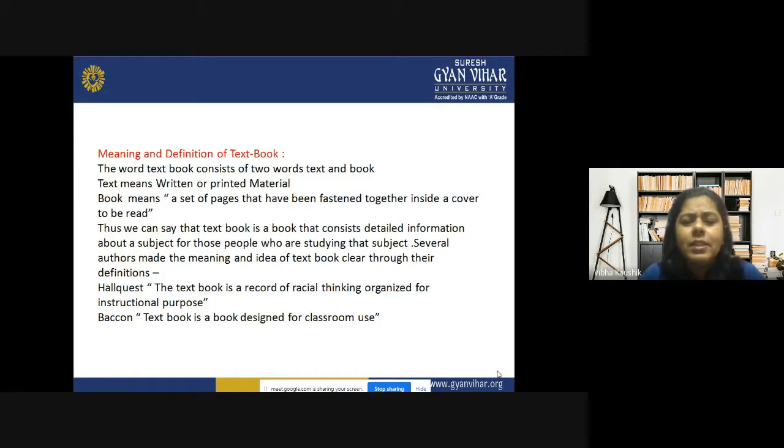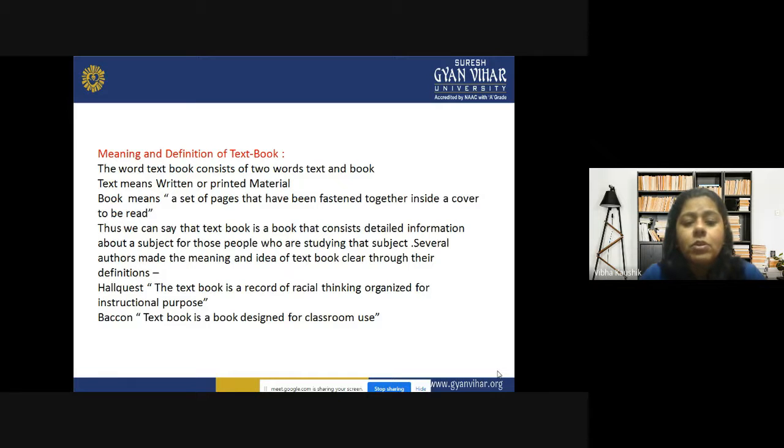Thus, we can say that a textbook is a book that consists of detailed information about a subject for those people who are studying that subject. Means a detailed information about a particular subject will be there in a textbook. Several authors made the meaning and idea of textbook clear through their definitions.